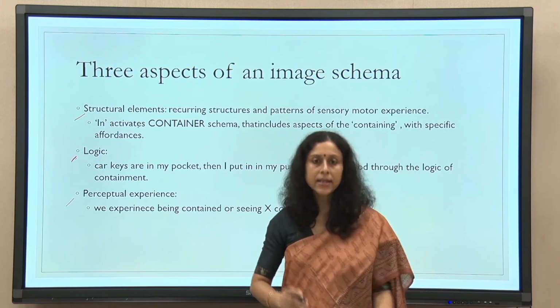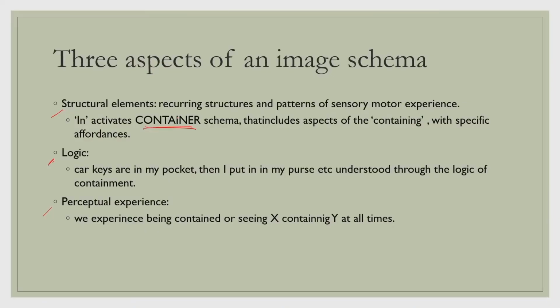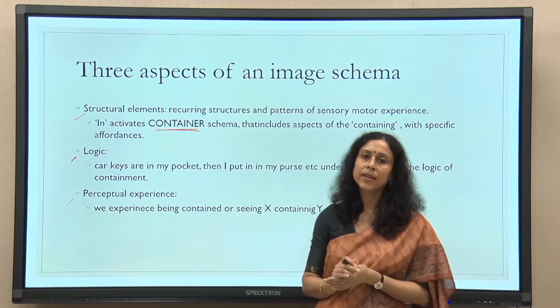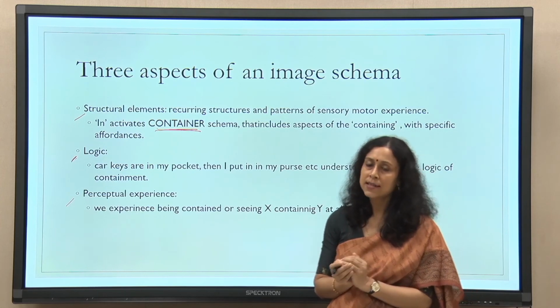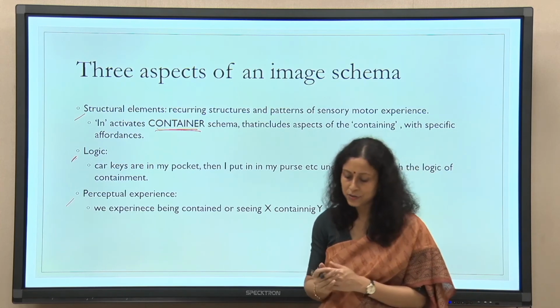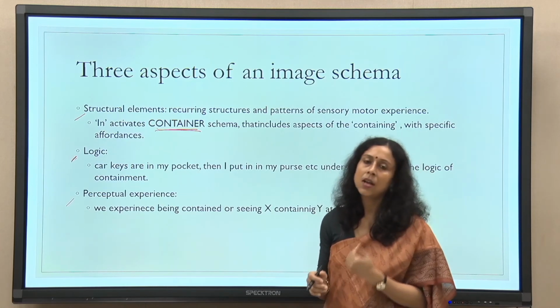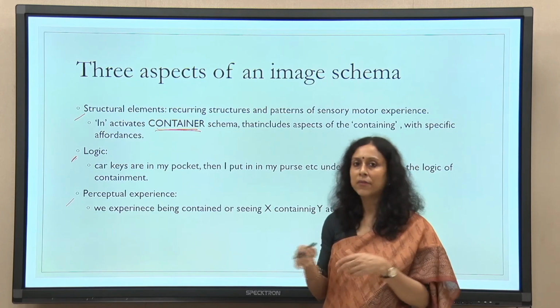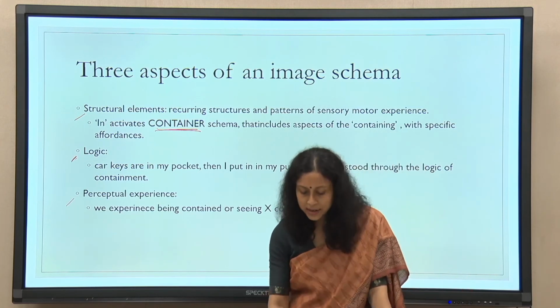For example, the word in activates the container schema. When you say that the research and development section is in the administrative building, the administrative building is a larger entity which houses the research and development section. So, this is inside, one is in another. This is a container which has a boundary and within that boundary the second object. So, the R&D office is within the boundary of the administrative building and so on and so forth. This is what is called a container image schema.